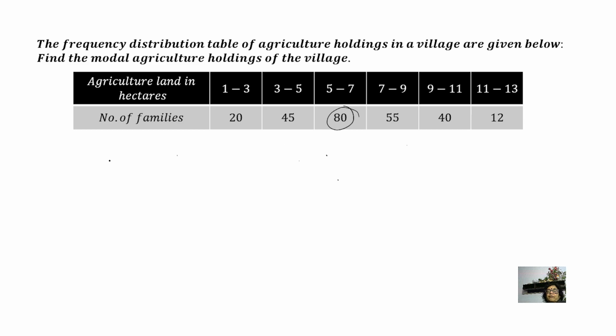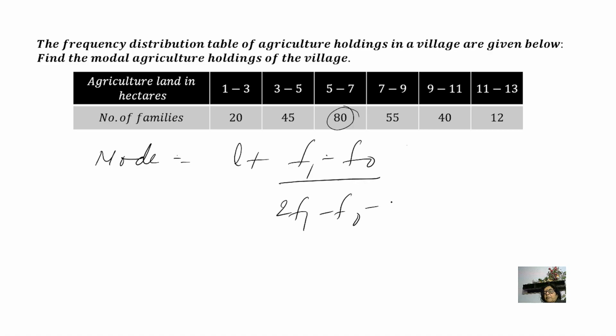So here, of course, we use the formula for mode. The mode formula that we use for group distribution is L plus (F1 minus F0) by (2F1 minus F0 minus F2) into H. Now, what are these quantities? L is the lower limit of the modal class. So first of all, we'll have to identify the modal class. F1 is the frequency of the modal class. F0 is the frequency of the class preceding the modal class. And F2 is the frequency of the class succeeding the modal class. And H is the class interval. So we'll put all these values in the formula over here and calculate the mode.